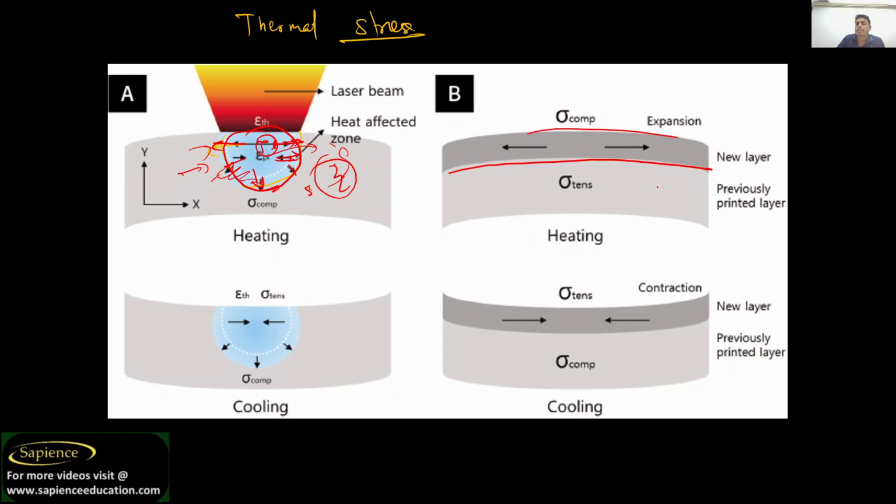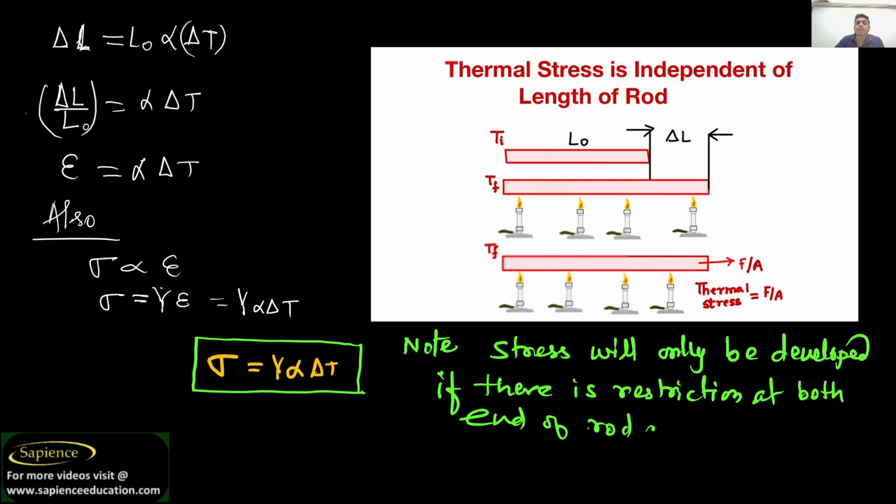Same way here, you can understand. Suppose this is your tensile force and this is your compression force. Okay, so you want to expand it, but your material wants to contract. So what will happen? It will create a stress. So whenever there is an obstacle, it will create a stress in any material.